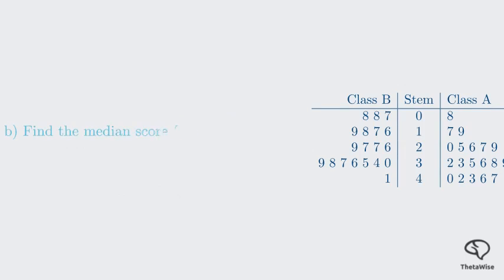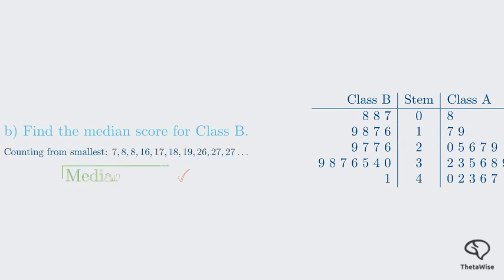The median is the middle value. Class B has 19 scores as well. The middle position is the 10th value. Counting from the smallest, 7, 8, 8, 16, 17, 18, 19, 26, 27, 27, the 10th value is 27.